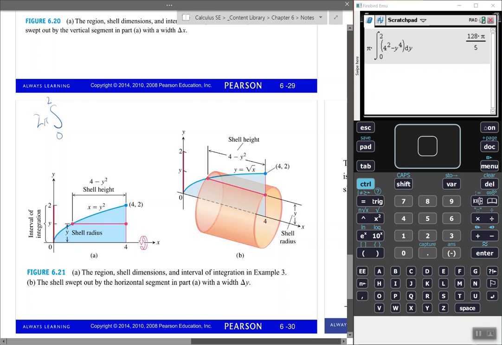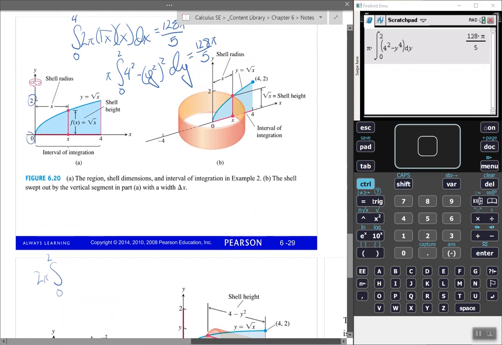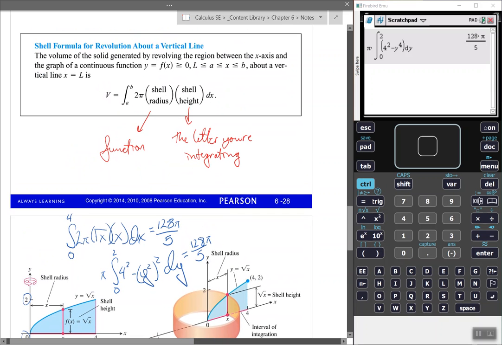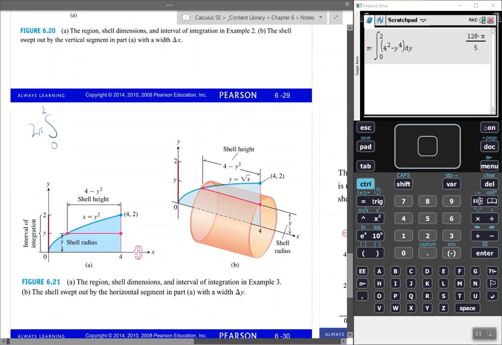The radius is always the function. They've kind of done it backwards from what I've been saying. They call their height what's changing, and the radius is just the letter. I always say the height is the letter and the radius is the function. It really doesn't matter. It's the same thing either way, as long as one of the quantities you're putting in is always whatever letter you're integrating, and the other one comes from the function, you're good to go. So don't worry about the difference in words.